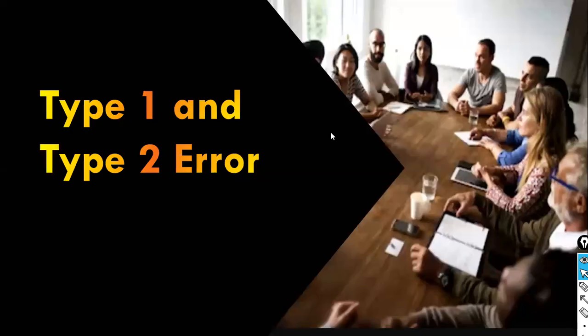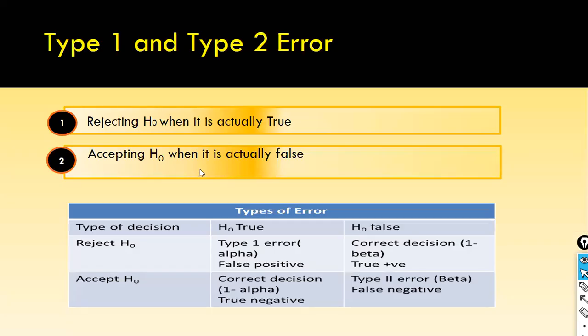What is type 1 and type 2 error? This is a very important concept. Even in machine learning we have something like this, okay? So what is type 1 error and what is type 2 error? Rejecting a null hypothesis when it is actually true, that is called type 1 error. And accepting the null hypothesis when it is actually false.